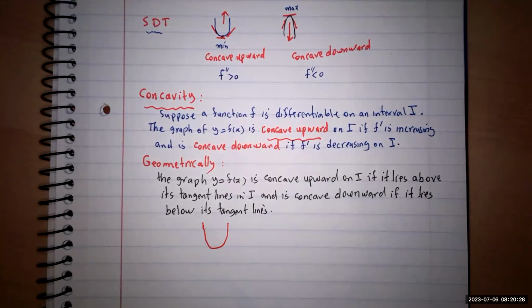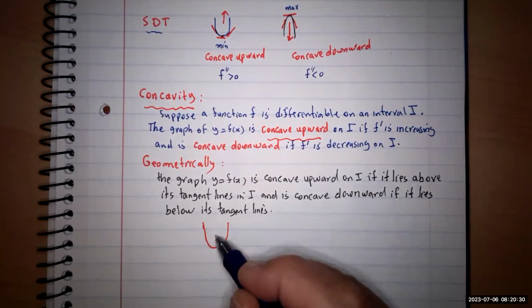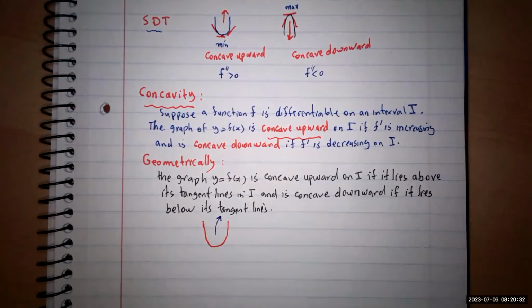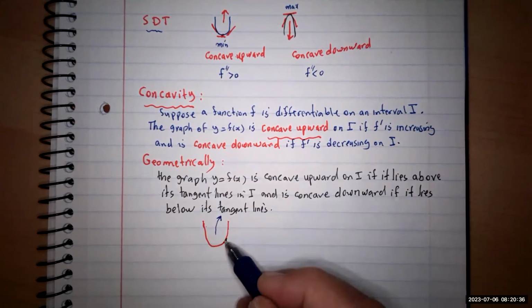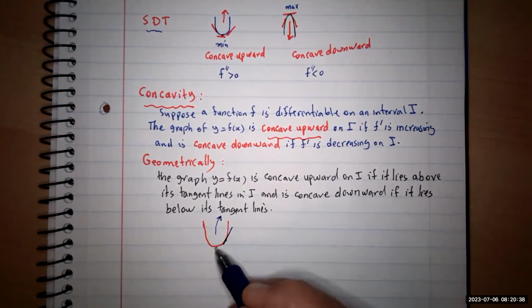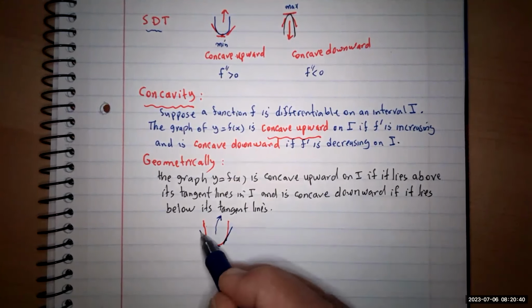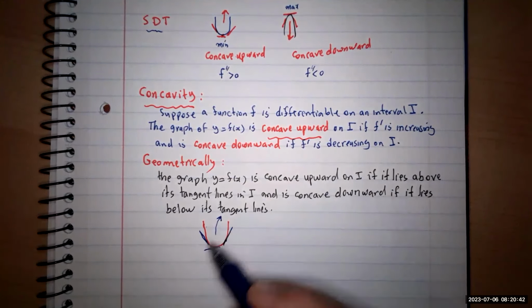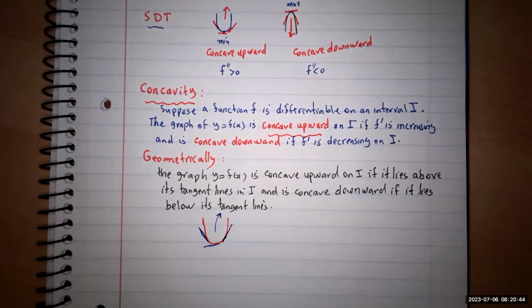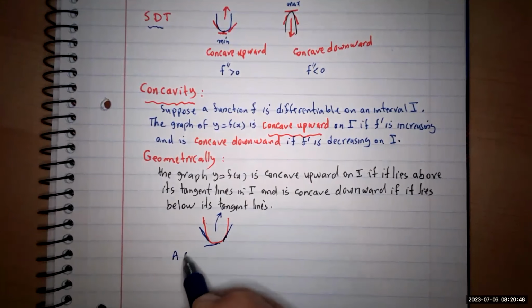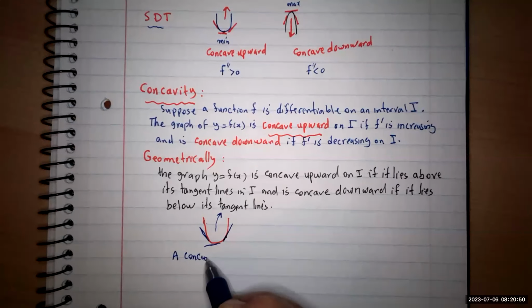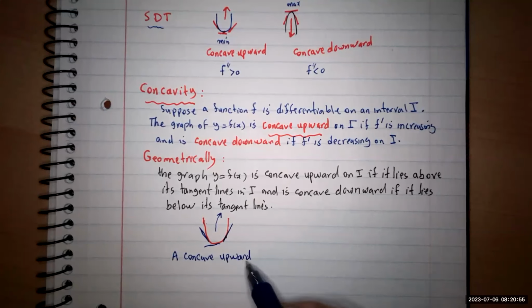You see this graph is curving up, concave up. If you pick any tangent line, these are tangent lines, your graph is always above its tangent line. So this is going to be a concave upward graph.